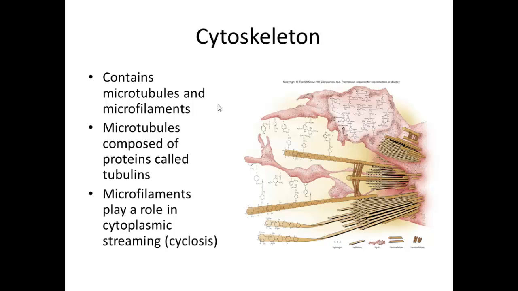Microtubules are composed of proteins called tubulins, and on this figure you have a bunch of, these are actually, microfilaments, which also play a role in cytoplasmic streaming, or cyclosis, where the cytoplasm circulates through the different parts of the cell to deliver things where they need to go.